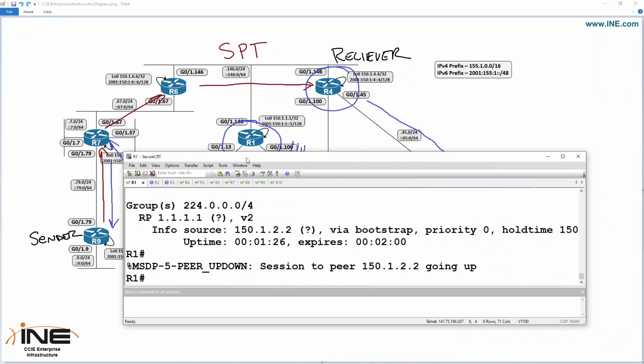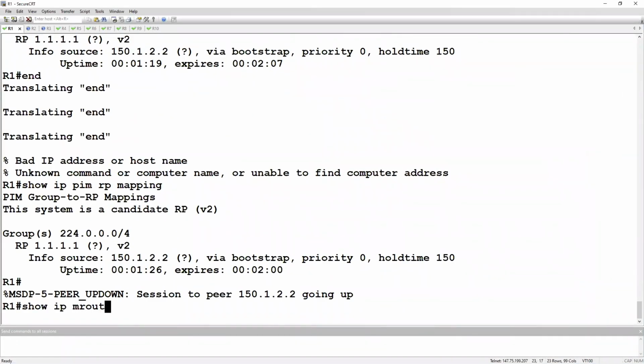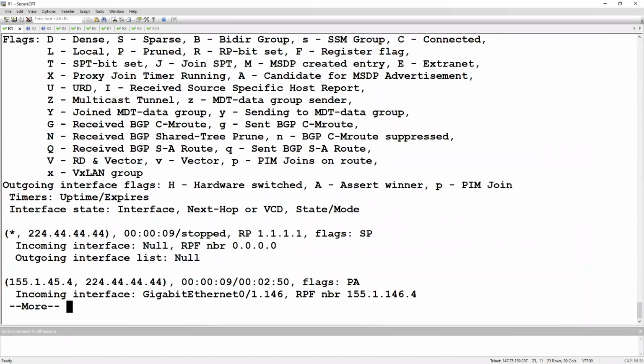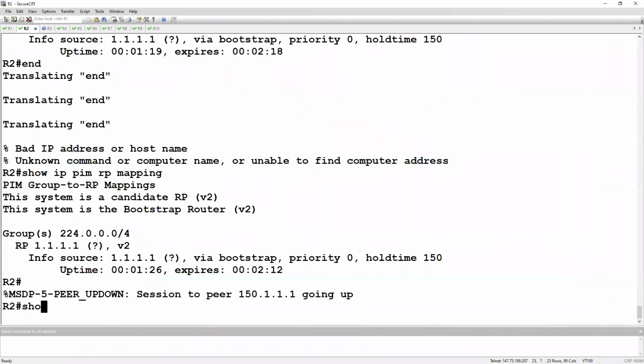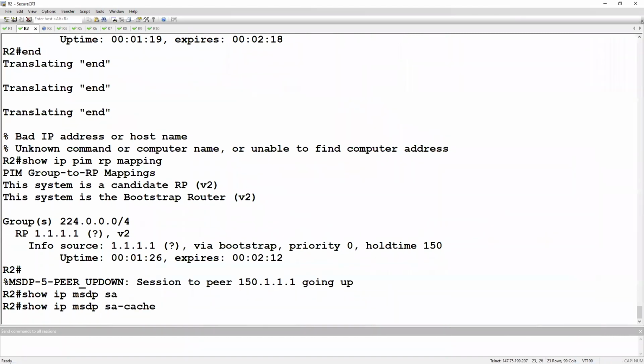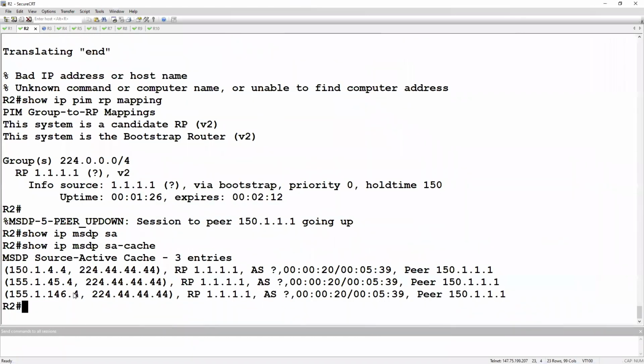Router 1 should have learned this. Show ip mroute 224.44.44.44. Okay, we know about the sources. And if we go to the other rendezvous point and show ip msdp sa-cache, this rendezvous point also knows about those senders. So basically they synchronize the register messages through what we call the source active message.